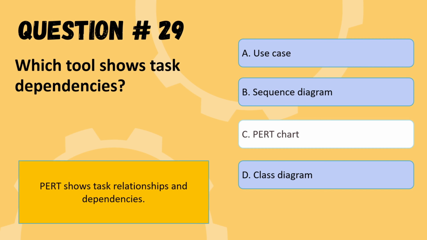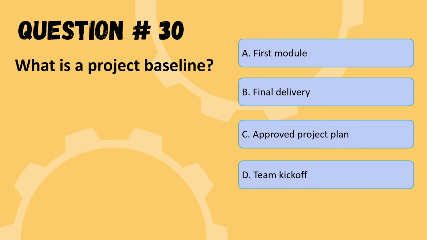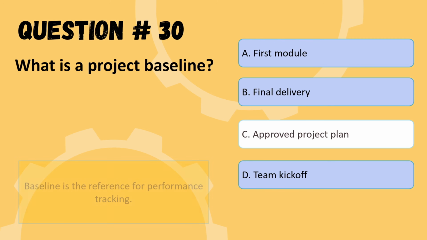So we are moving to the last question. Last question is, what is a project baseline? Options are first module, final delivery, approved project plan, or team kickoff. So the correct option is approved project plan.